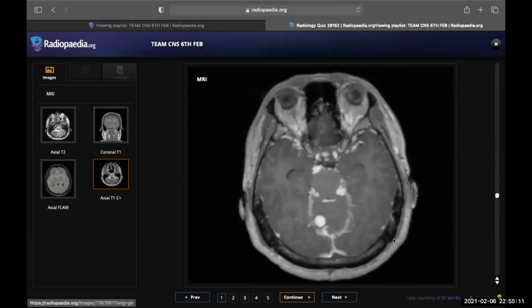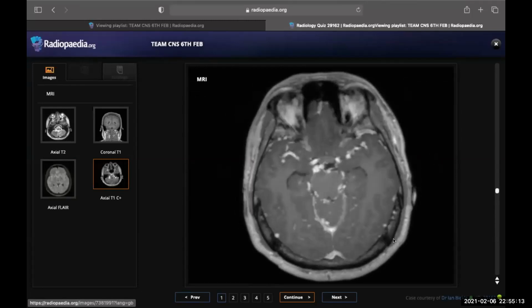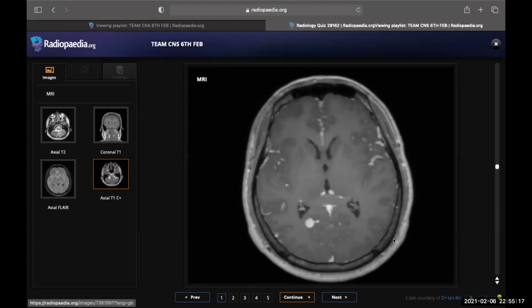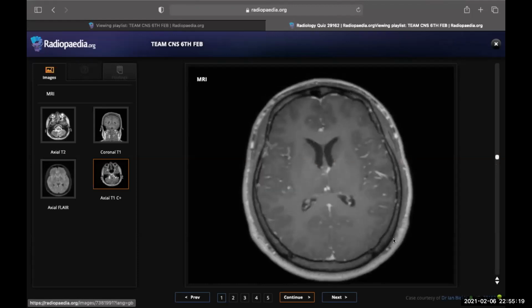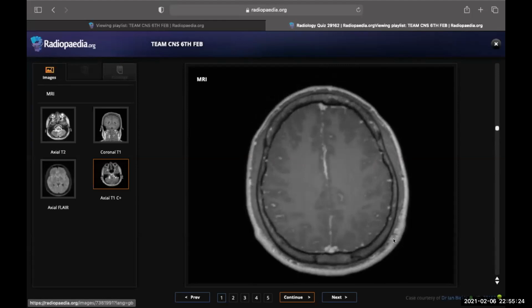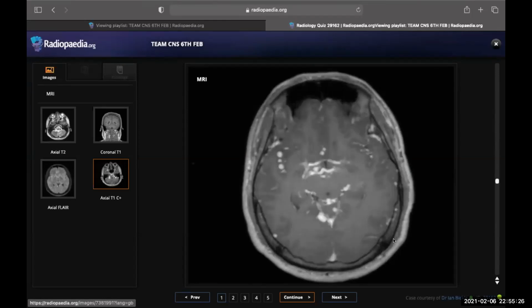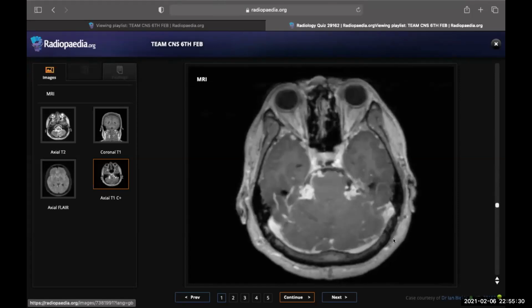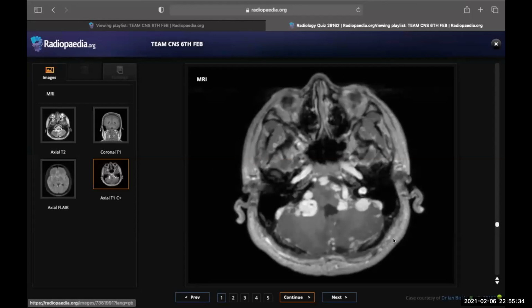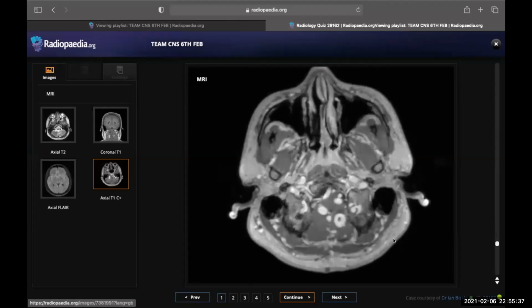Some of them are showing, oh, it's diffuse. Yes. Extra-axial and lining the CSF spaces. So I have my differentials: first granulomatous disease, second diffuse meningeal mets. Okay, let me tell you, it's not granulomatous disease, it's not meningeal mets.